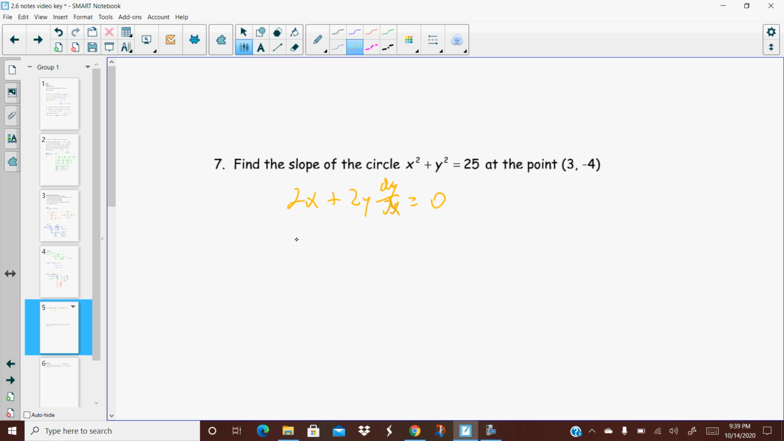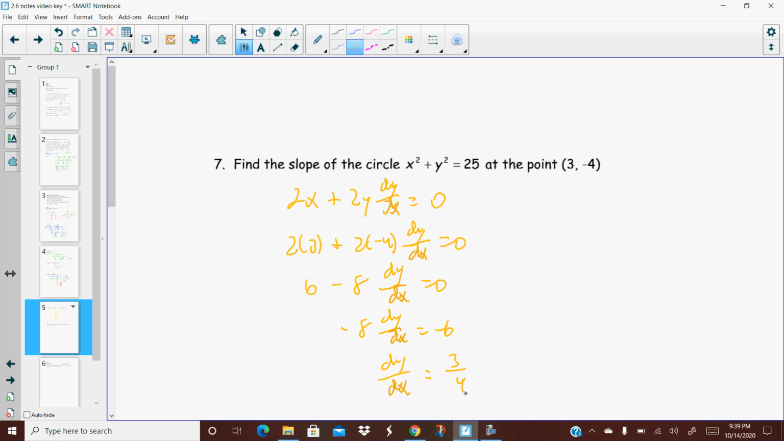So let's do that. So we're going to get 2 times 3 plus 2 times negative 4 dy over dx equals 0. So we get 6 minus 8 dy over dx equals 0. Subtract 6 on both sides, and then divide both sides by negative 8. Negative 6 divided by negative 8 is going to reduce to positive 3/4.